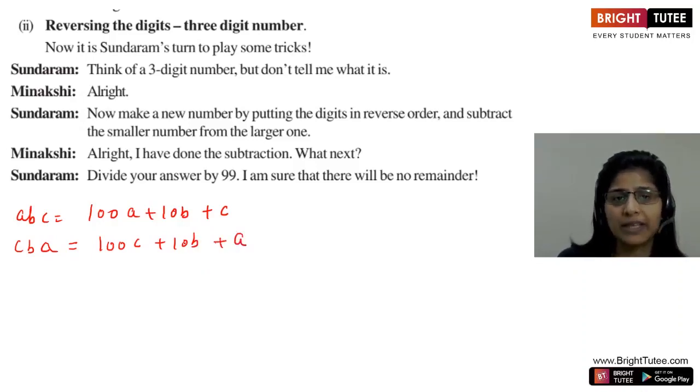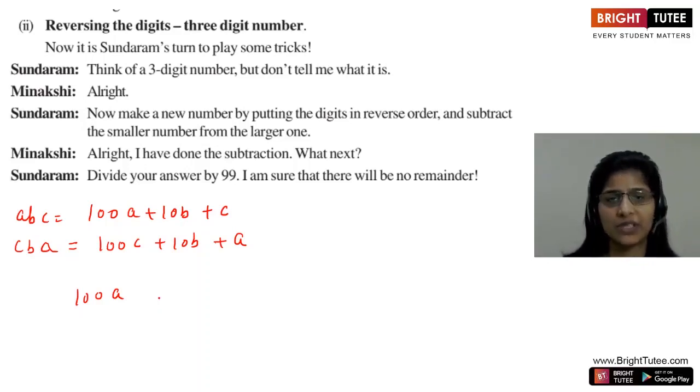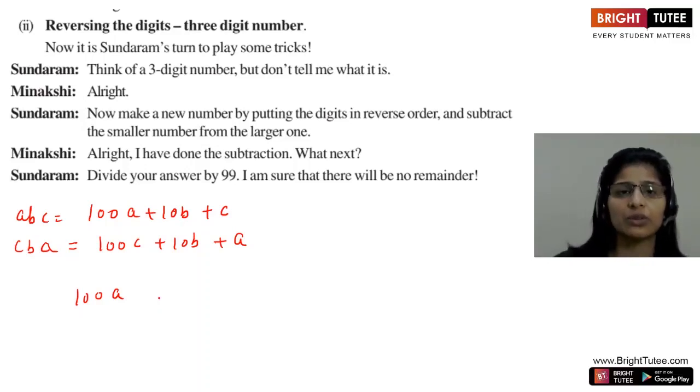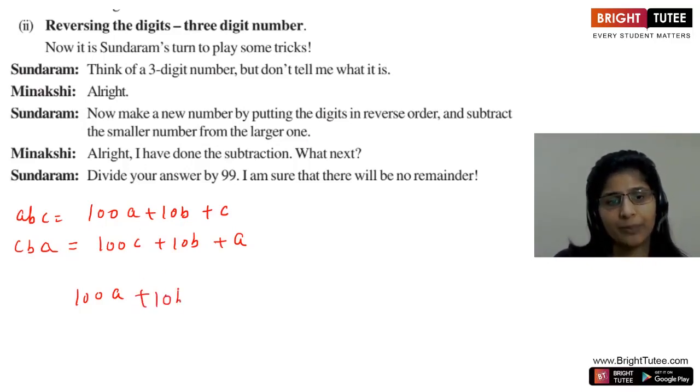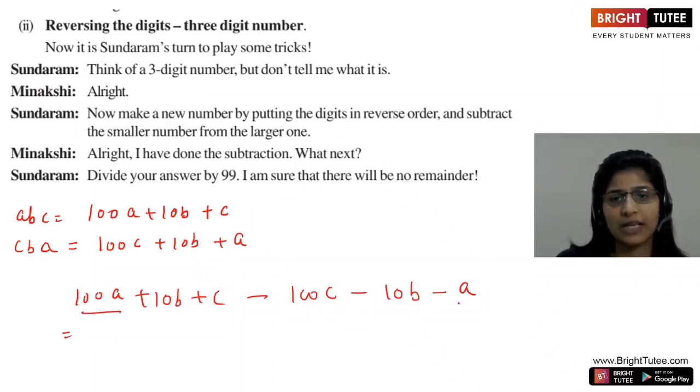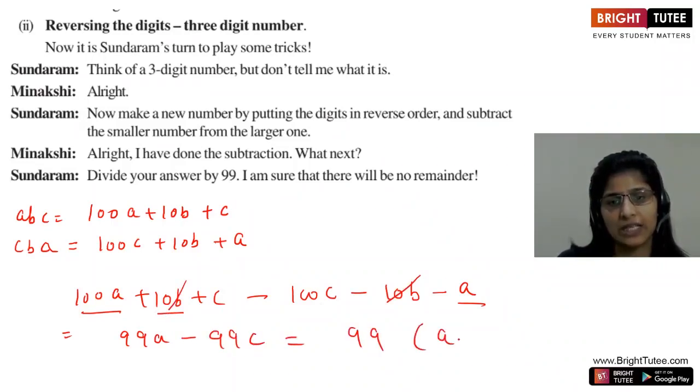Right? Now we have to subtract the numbers. Because here we don't know which one is the greater one, try both ways: from the first one you subtract the second, or from the second you subtract the first, you're going to get the same thing. Just see, 100A plus 10B plus C minus 100C minus 10B minus A. So 100A minus A gives me 99A, then plus 10B and minus 10B, they're going to get cancelled. Then plus C and minus 100C, so minus 99C. Taking 99 common, we get 99 times A minus C.